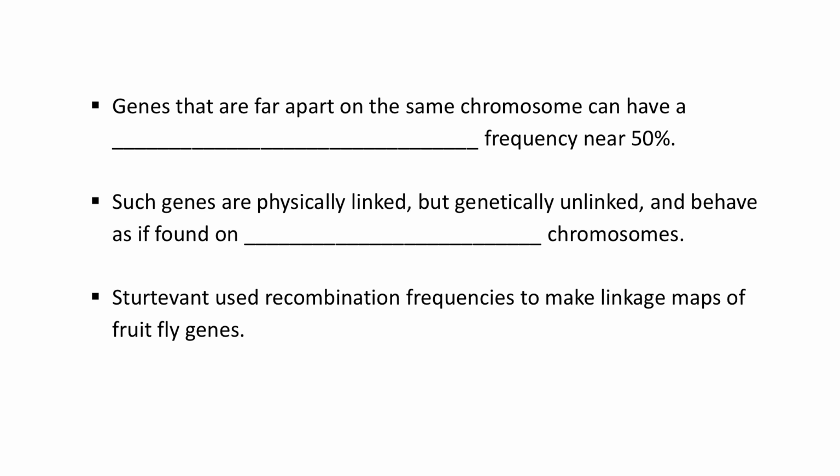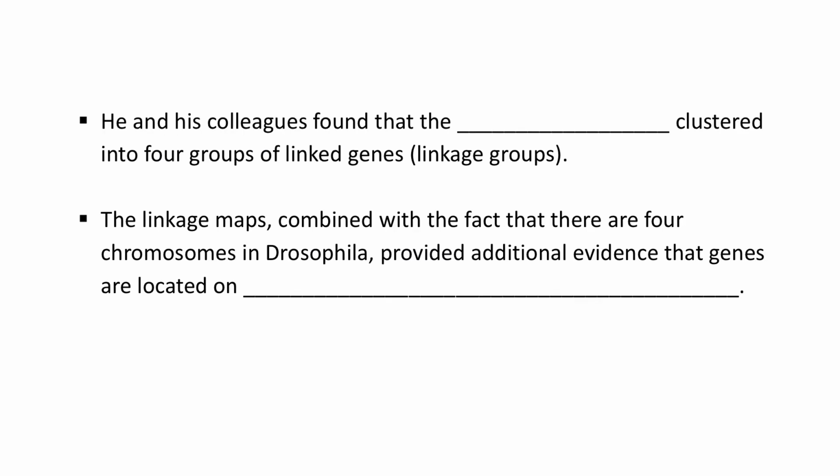Genes that are far apart on the same chromosome can have a recombination frequency near 50%. So what we're seeing is what Sturtevant predicted: the further the genes are from one another, the higher the recombination frequency. Such genes are physically linked, but genetically unlinked, and behave as if they are found on different chromosomes. Sturtevant used recombination frequencies to make these linkage maps of fruit fly genes. He and his colleagues found that the genes clustered into 4 groups of linked genes called linkage groups. The linkage maps that he created, combined with the fact that there are 4 chromosomes in Drosophila, provided additional evidence that genes are indeed located on chromosomes.